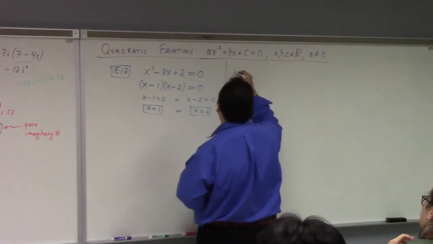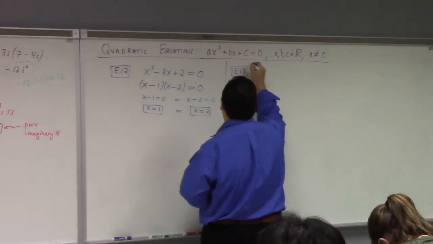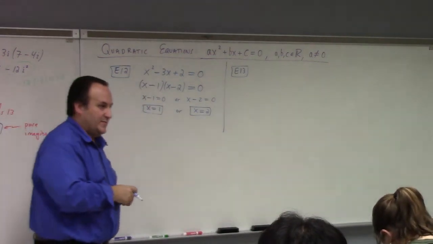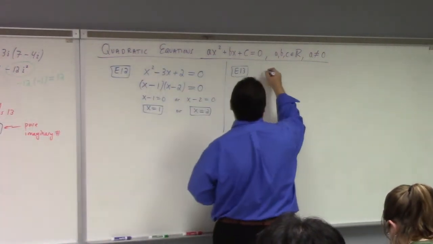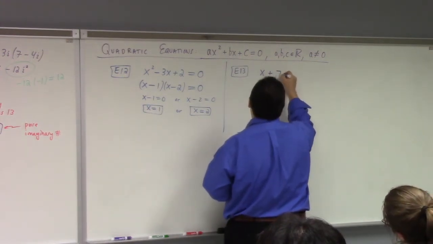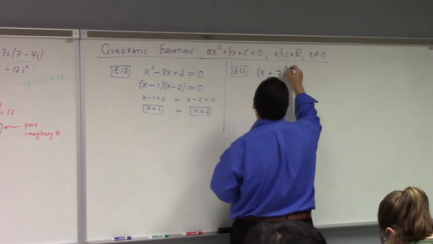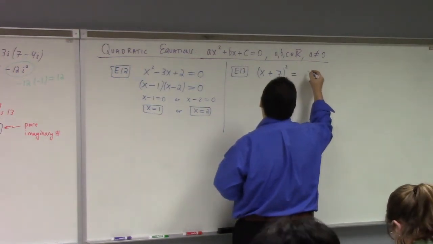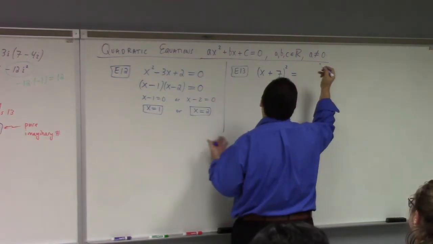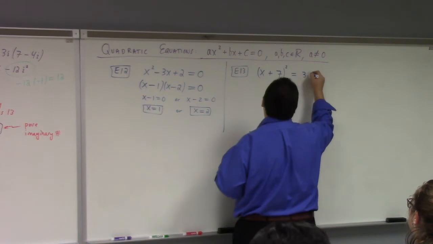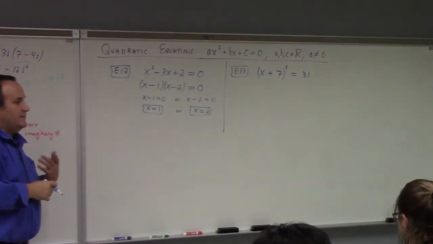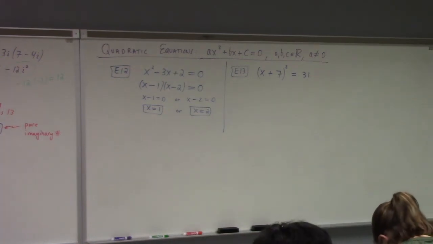Let's look at another one here. I'm going to set us up in a nice way, so that the equation looks like this. x plus, let's say, 7 quantity squared equals, oh, I don't know, 31. Now, this is also a quadratic equation. It's not written in standard form, right?